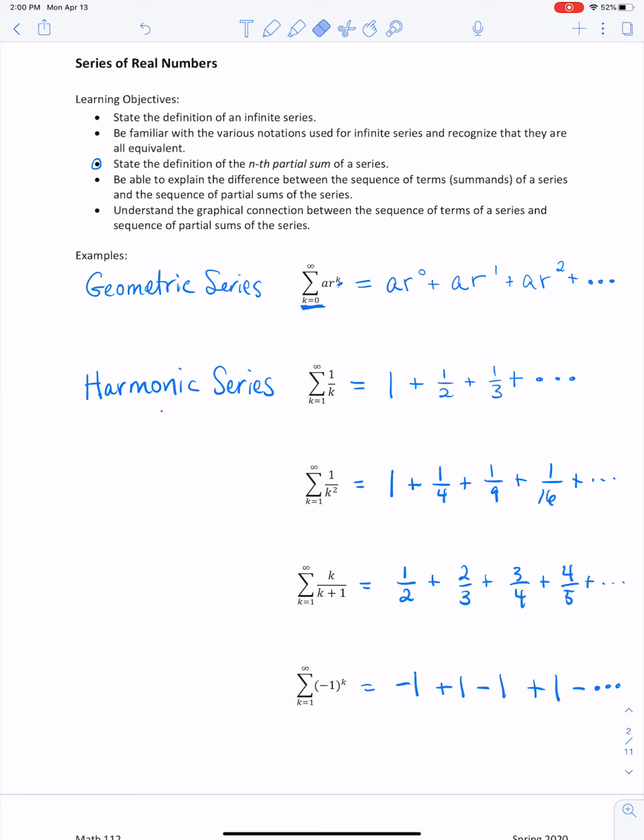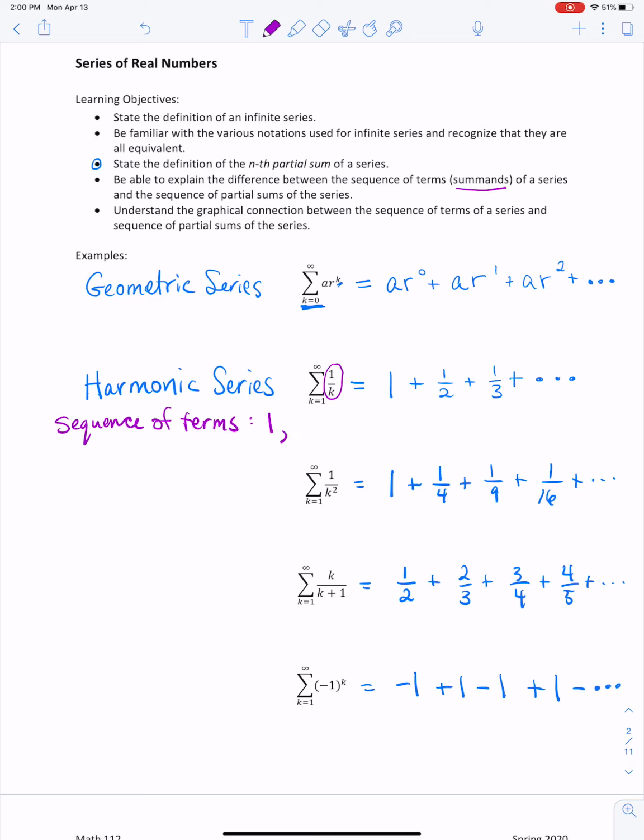There are actually two associated sequences here. There's a sequence of partial sums, and there's also the sequence of terms. What I mean by the sequence of terms, I put up here summands, right? The summands are just the individual numbers that we're adding together. And so the sequence of terms is just the numbers that we're adding up here.